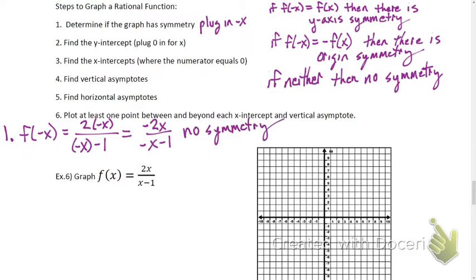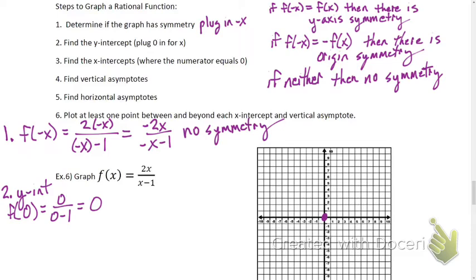All right, step 2, this should be a little bit more familiar with these remaining steps. We're going to find the y-intercept, and you do that by plugging in 0. And we get 0 up top. 0 minus 1, all that is just 0. So you make a dot on the origin, because that's a y-intercept at 0.